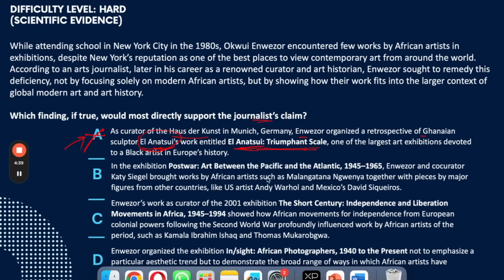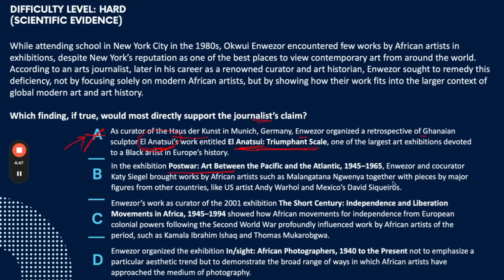Let's go to B now. In the exhibition Post-War, and this is basically the name of the exhibition, right? OE and co-curator KS brought works by African artists such as MN together with pieces by major figures from other countries like US artist Andy and Mexico's David. Now, what is this option doing? This option describes an exhibition where OE co-curated a show that included works by African artists alongside works by major international artists such as Andy and David from different places, right? From the US and from Mexico.